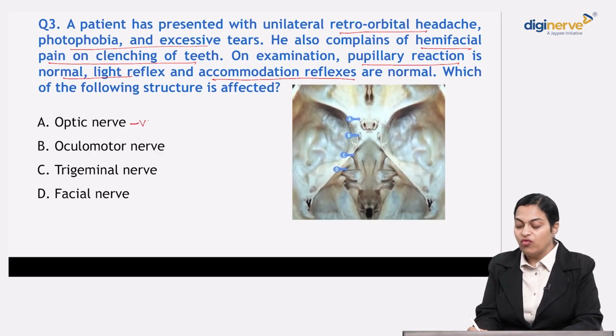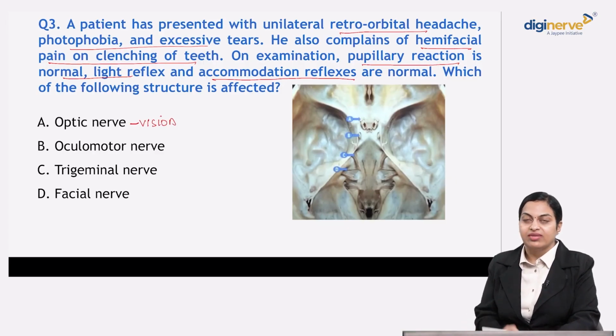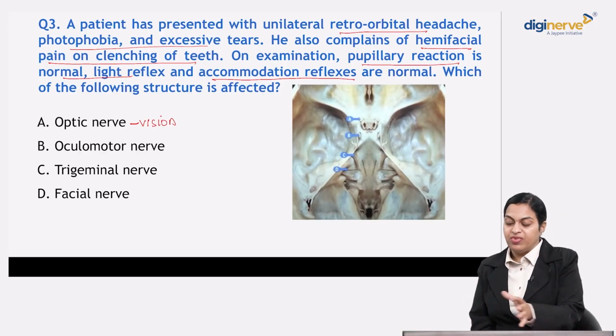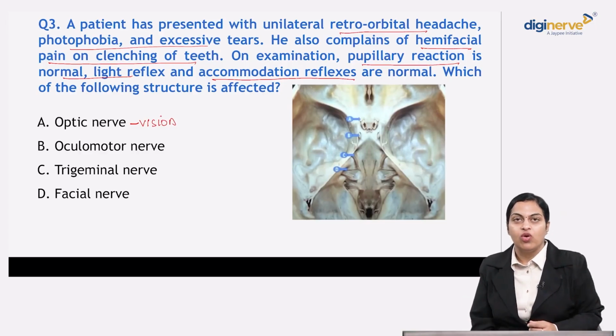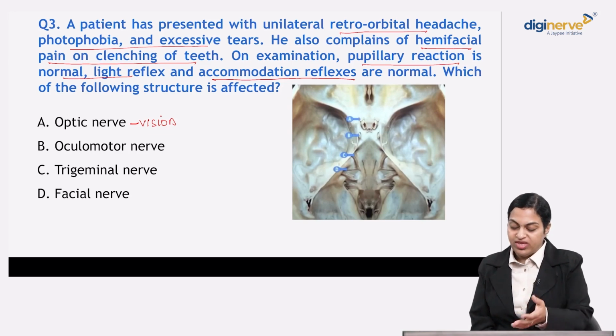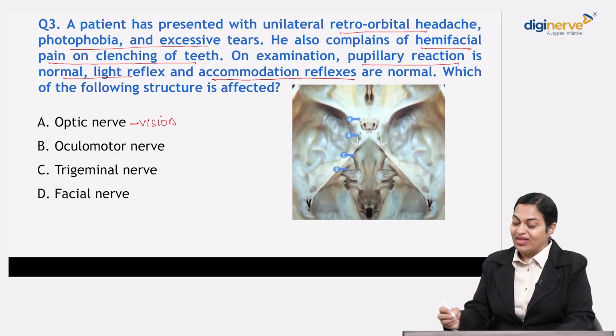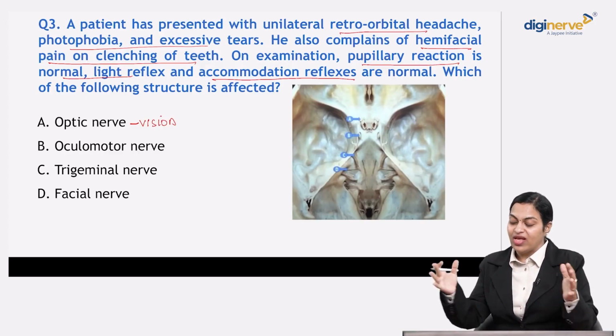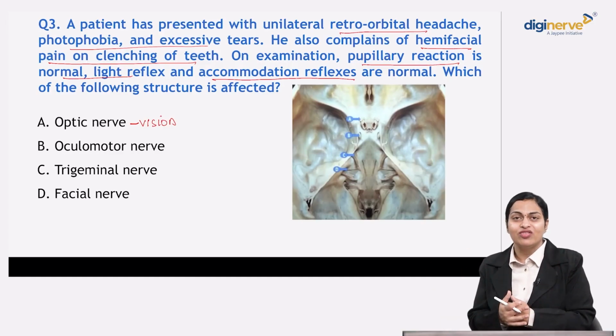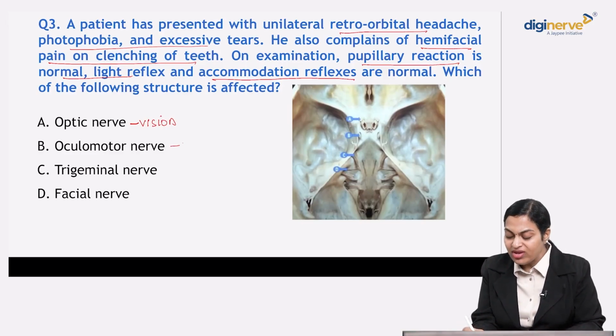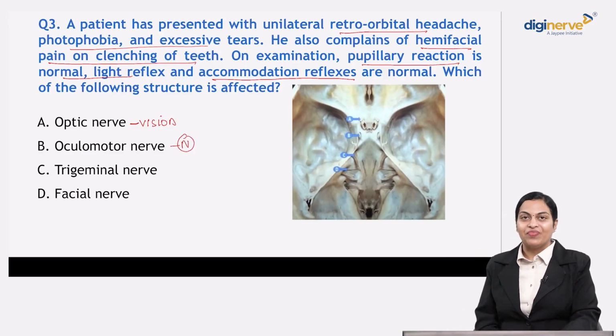What is the function of the optic nerve? Vision, isn't it? But nowhere are symptoms related to visual defect or visual loss given. So we'll just leave off the optic nerve. Coming to the oculomotor nerve, they've told that the light reflex, accommodation reflex, and pupillary reaction are all normal. So the oculomotor nerve is also normal.